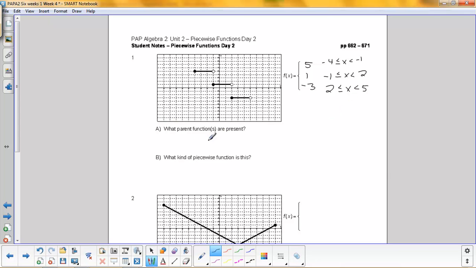What parent functions are present? Well, these are three constant functions, and they are denoted with the equation y equals c, or f of x equals c. This is a step function.